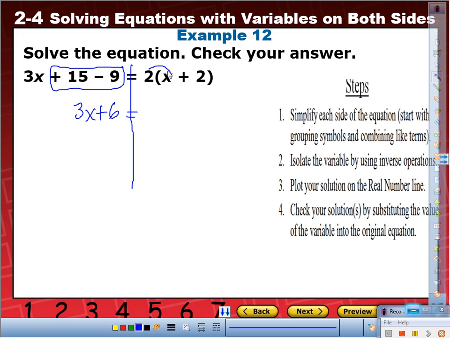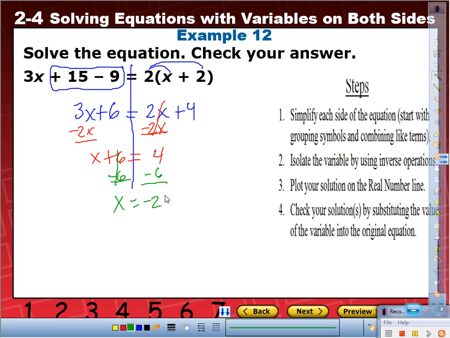This one, grouping symbol, I distribute. 2 times x is 2x. 2 times 2, that's 4. Since I cannot simplify anymore, now I'm going to get all variables to one side. What is my smallest variable? The positive 2x, so I subtract 2x. We're left with x plus 6 equals 4. In our last step, to leave the x by itself, I subtract 6, x equals negative 2. Hands, have you got that?